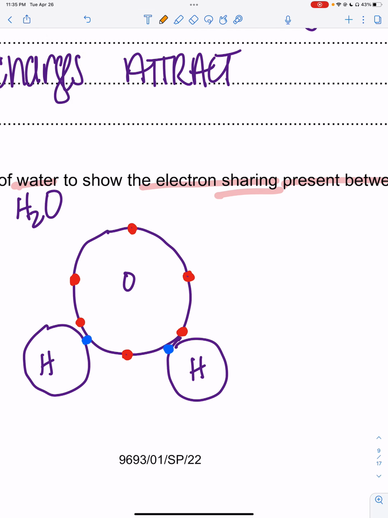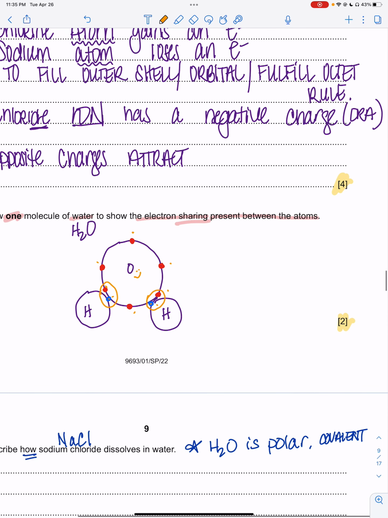All right. So there's the sharing right there and right there. So now if we count it, oxygen is going to have 1, 2, 3, 4, 5, 6, 7, 8. Oxygen is happy. And then the hydrogen had its existing one, which is the blue ones. And then they're sharing it, which is why it's polar covalent, with the oxygen sharing one with the hydrogens.